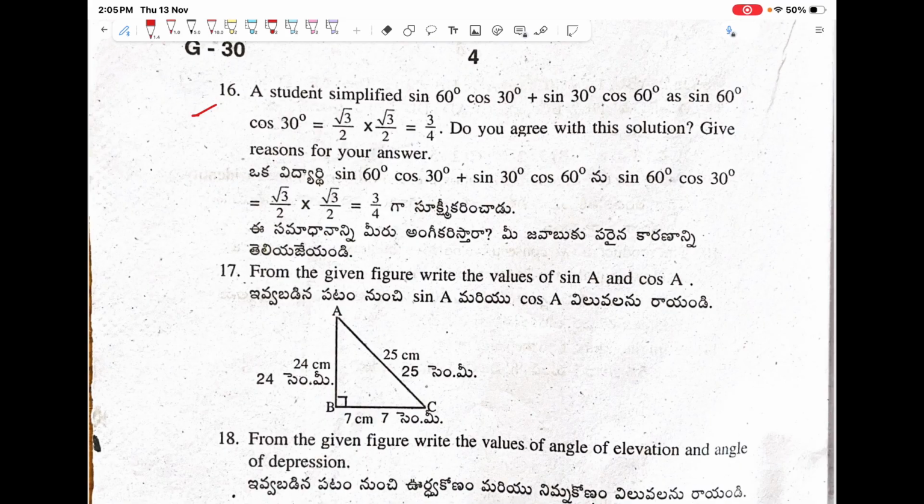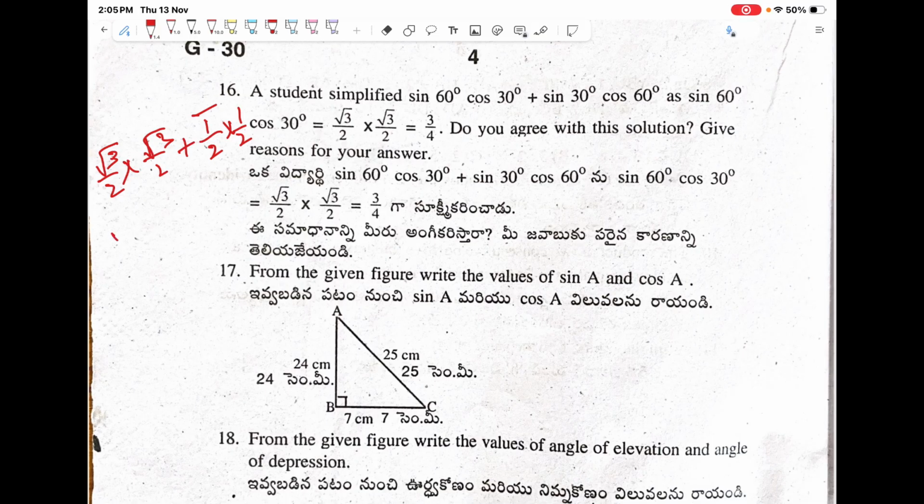Do you agree with this solution? Give reasons for your answers. Let us substitute the values. sin 60 degrees equals root 3 by 2, cos 30 degrees equals root 3 by 2 also, sin 30 degrees equals 1 by 2, and cos 60 degrees also 1 by 2.